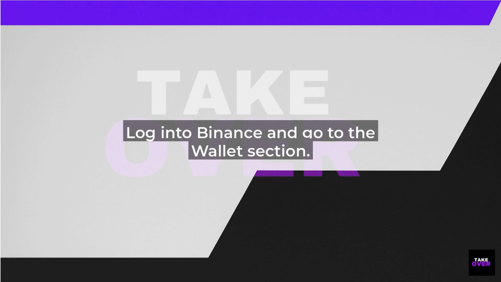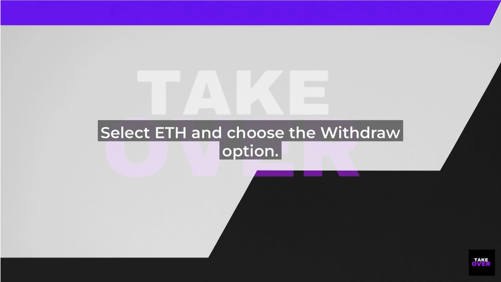Step 3. Now, for the crucial part, enter your Trust Wallet address. Open Trust Wallet on your phone, go to the ETH wallet, and tap the Receive button to copy the address. Paste it into Binance, double-check it to avoid any costly mistakes. Crypto addresses are case-sensitive.